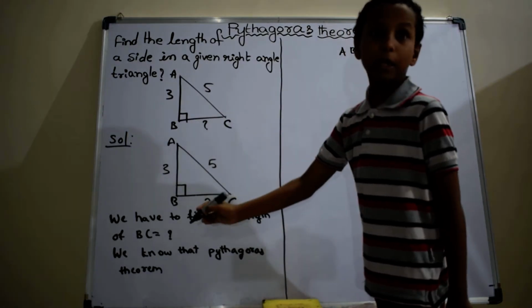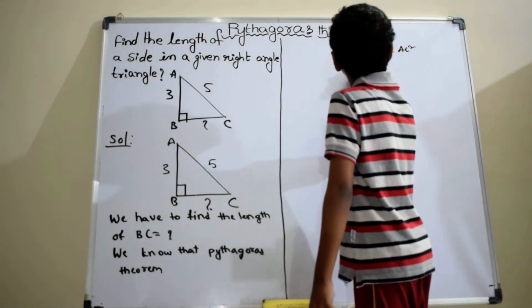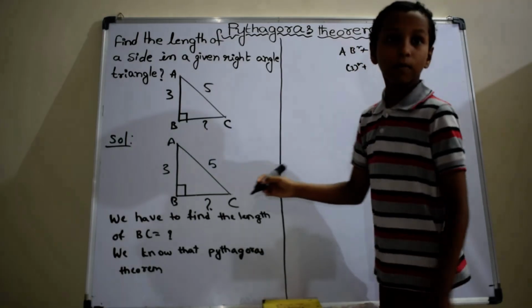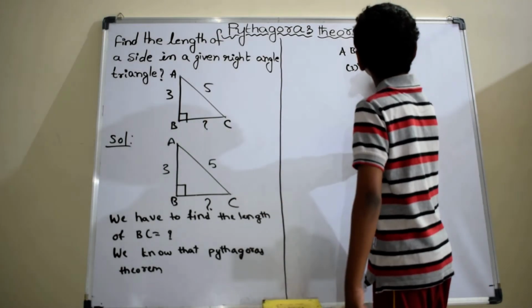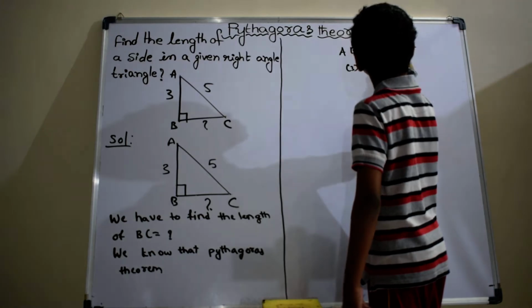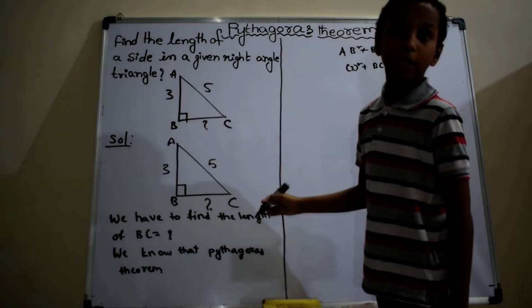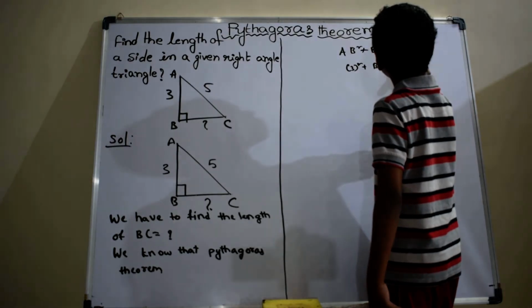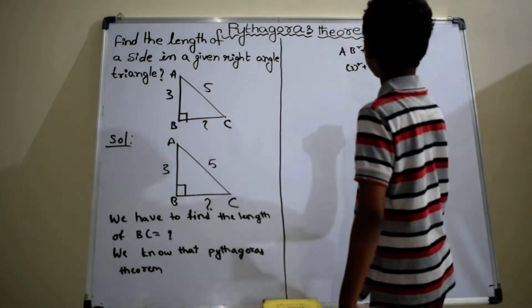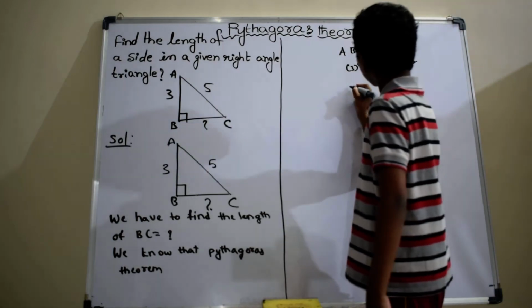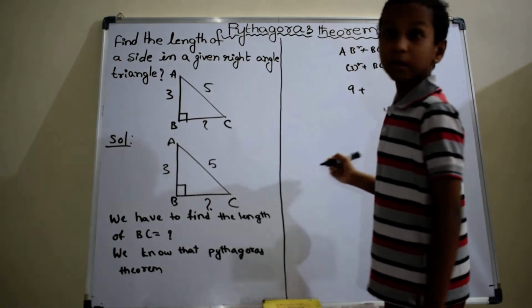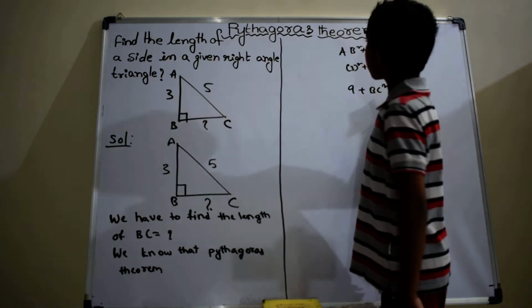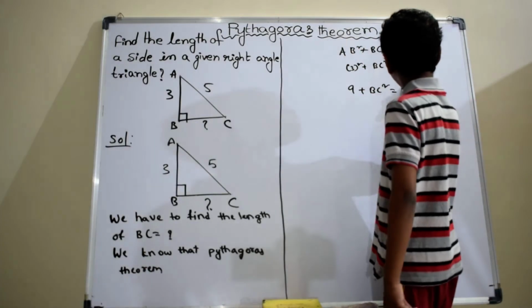AB length is 3, so 3 square plus BC square, the length of BC we have to find, that's why write it like this. BC square equals AC length is 5, so 5 square. 3 square equals 9, plus BC square equals 5 square, which is 25.